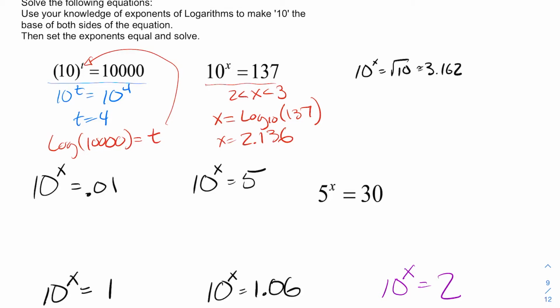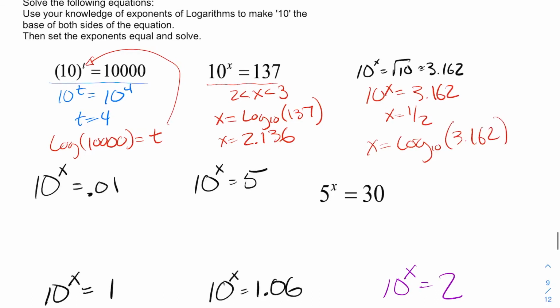So what happens if we've got 10 to the x equals 3.162? Well, in these notes, that's the square root of 10. So x is going to be 1/2, the square root power. But you could also solve that by saying x equals the log base 10 of 3.162. And if you type that into your calculator, you do get 1/2. You can try that. A couple more examples here.